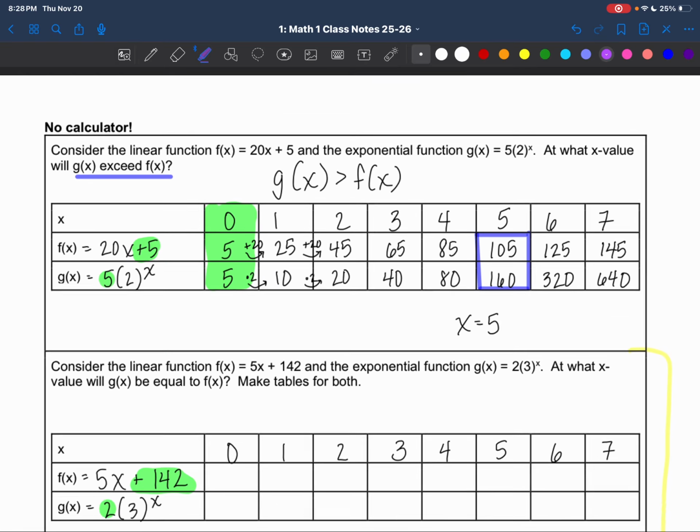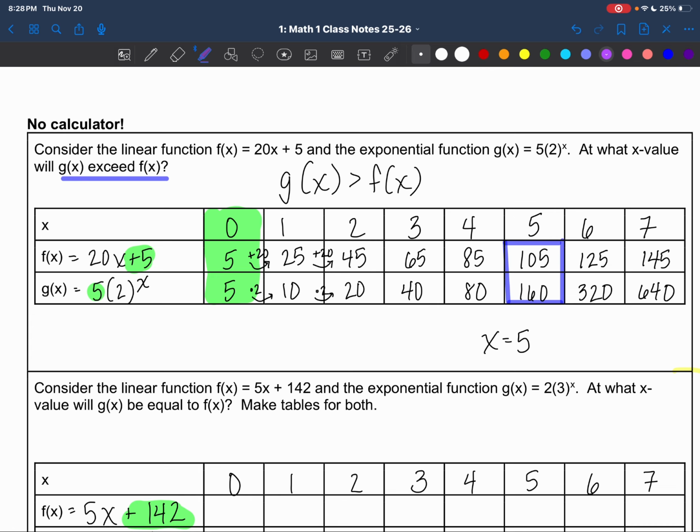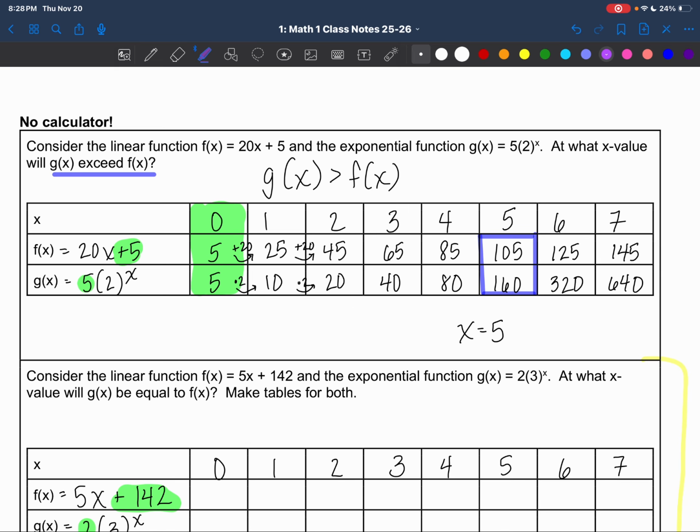All right, now on this page, I'm going to do the first one for you, and then you're going to finish the other ones, so that we can go and show you some other things. So it says, consider the linear function f of x is 20x plus 5, and the exponential function g of x equals 5 times 2 to the x power. At what x value will g of x exceed f of x?